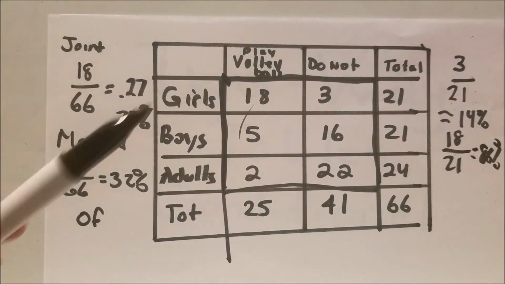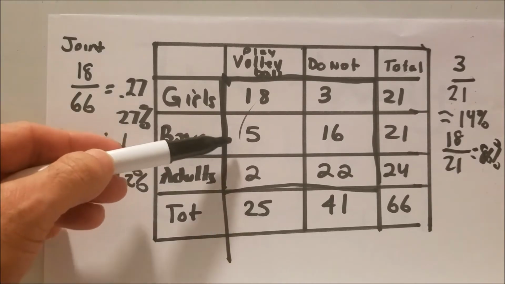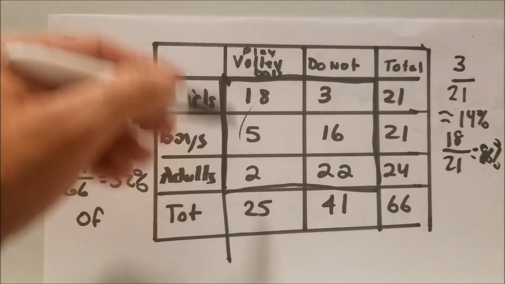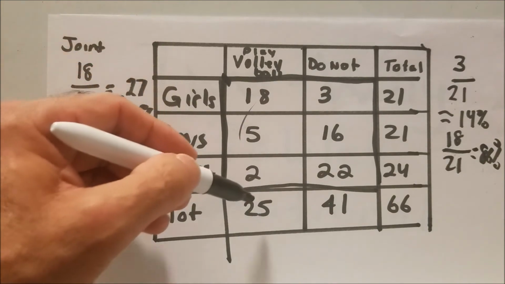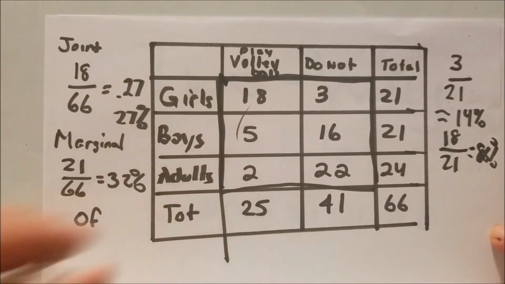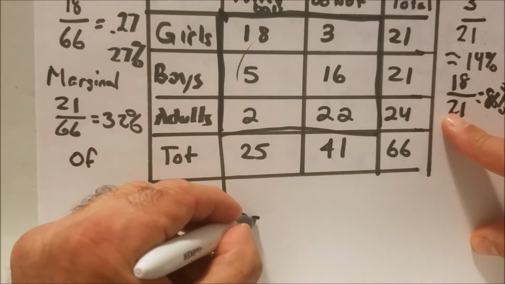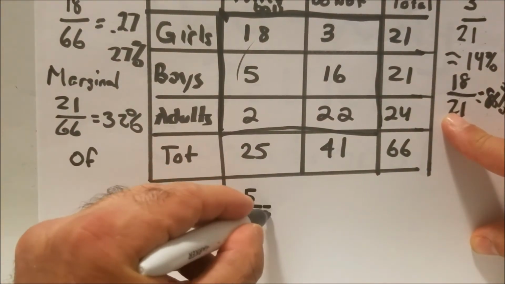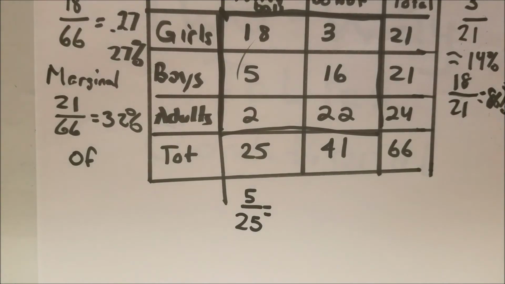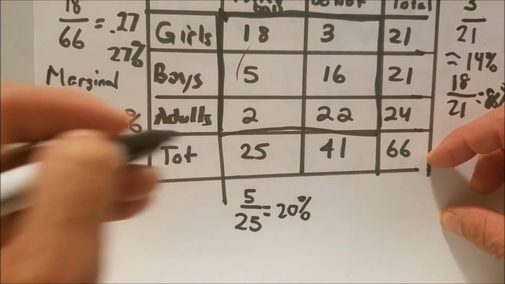Of those who play volleyball, how many are boys? 5, right? That's a trick question. Of those who play volleyball, what is the conditional relative frequency of boys? 25 play volleyball, and 5 are boys. So our conditional relative frequency is 5 over 25, and that's 20%.